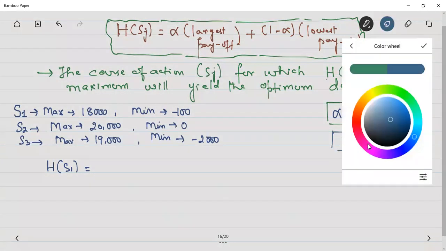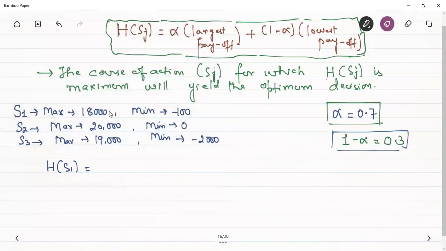So now finding the values of H for each of these. HS1 will be alpha, that is 0.7, multiplied by the largest payoff. You can see that in the first strategy, the largest payoff is 18,000, plus 1 minus alpha, that is 0.3, multiplied by the lowest payoff, which is minus 100. We can see that it is equal to rupees 12,570.